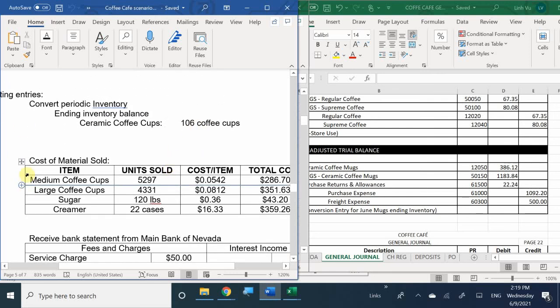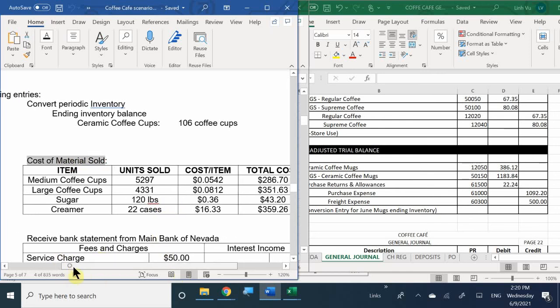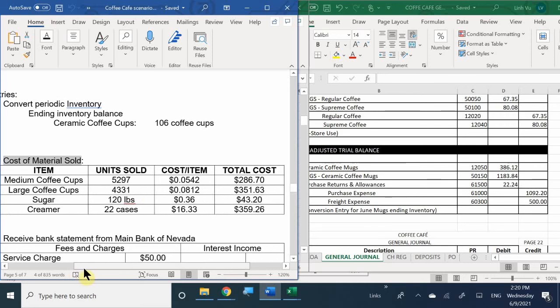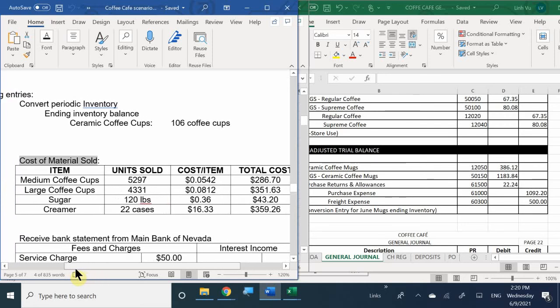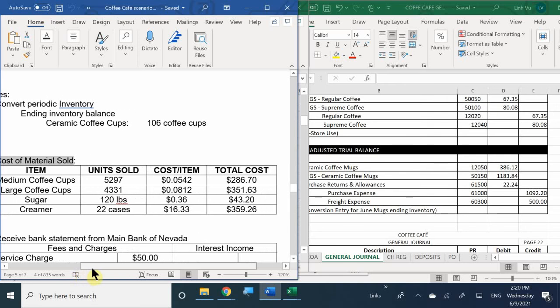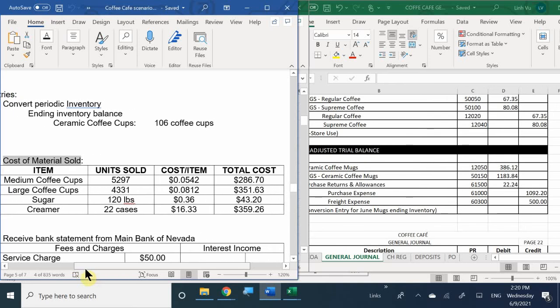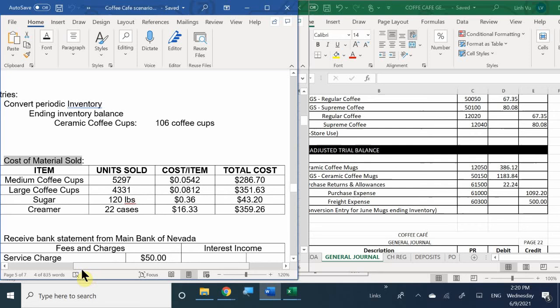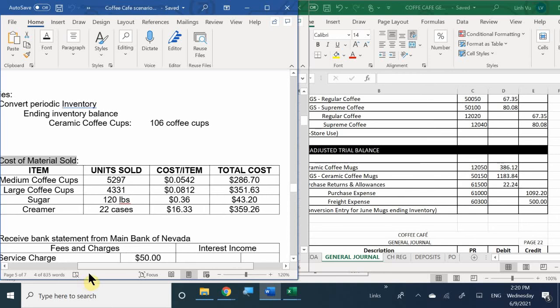So we need to calculate the cost of materials sold. Here I went ahead and did the calculations for you. These are the items that we bought that are materials, right? This is our business supplies. And this is how many units we sold. 5,297 cups of the medium, 4,331 of the large, and we used 120 pounds of the sugar and 22 cases of the creamer.